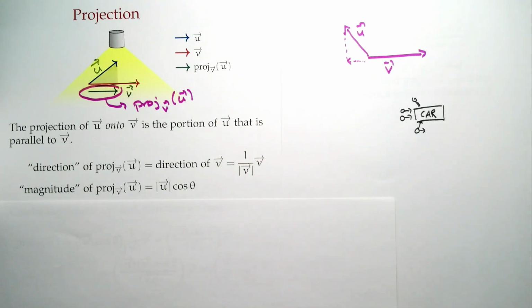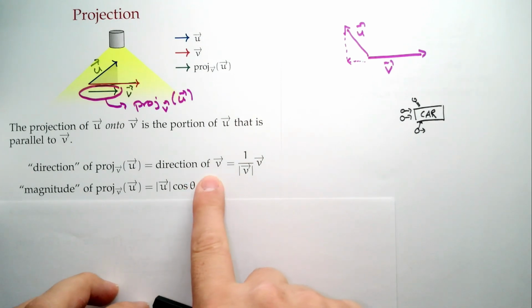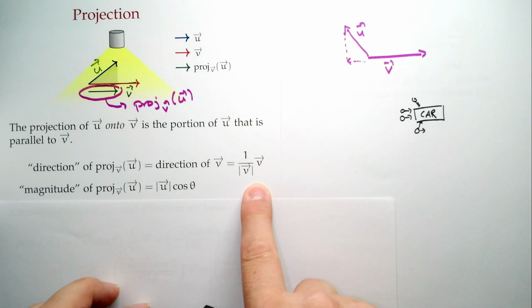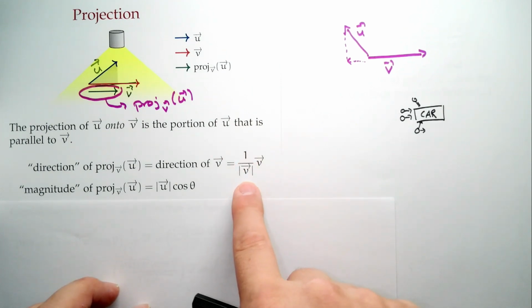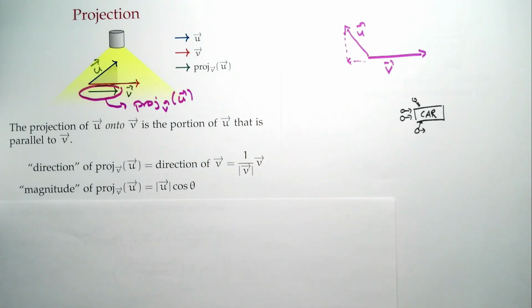Now the direction is really easy, because the direction says, look, I want to end up being parallel to v. So the right direction to pick is the direction of v. And the way we do direction is by unit vectors. That's why you see this 1 over the magnitude of v. So 1 over the magnitude of v times v is the unit vector that points in the direction of v. That's how we capture that direction.